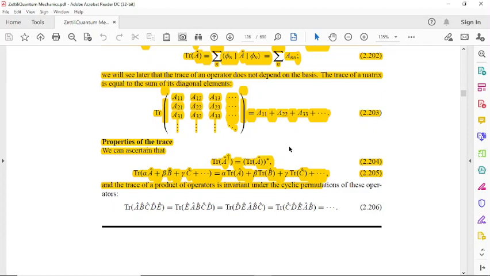The trace of a product of operators is invariant under cyclic permutations of these operators. Trace of A B C D E is equal to trace of E A B C D, equal to trace of D E A B C, and so on.